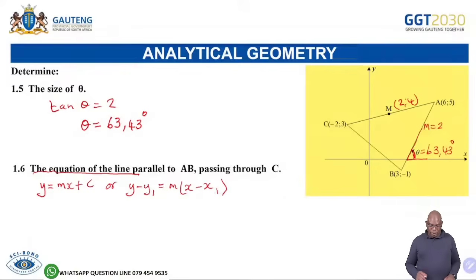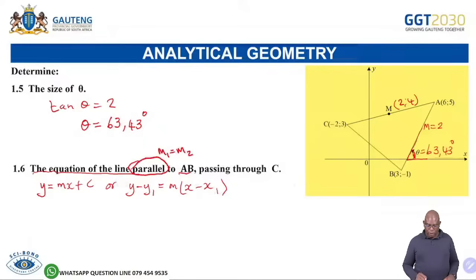Now in this case, they say the line should be parallel. You can see that's a key word here, parallel to AB. What do I know about parallel? Parallel means that the gradient of line 1 is the same as the gradient of line 2. That's very, very important for you to know.